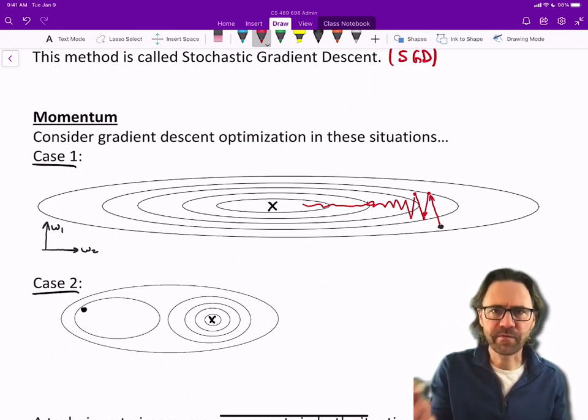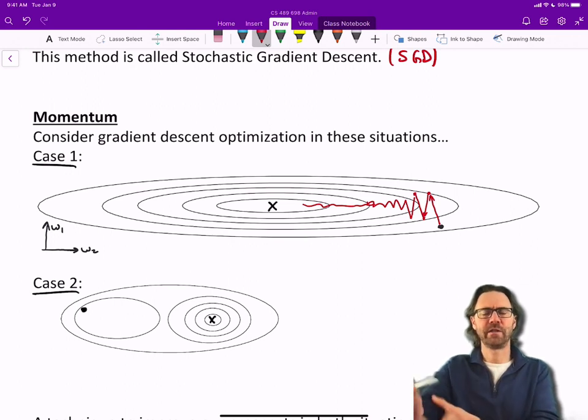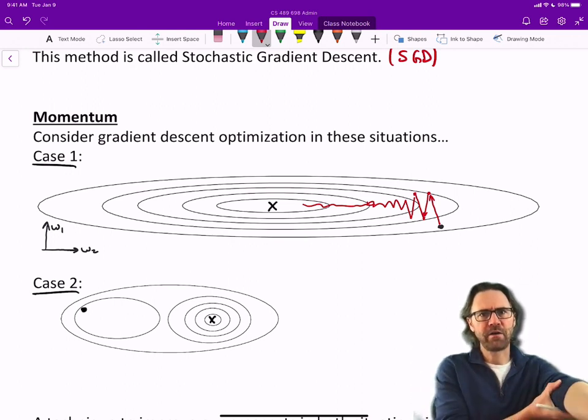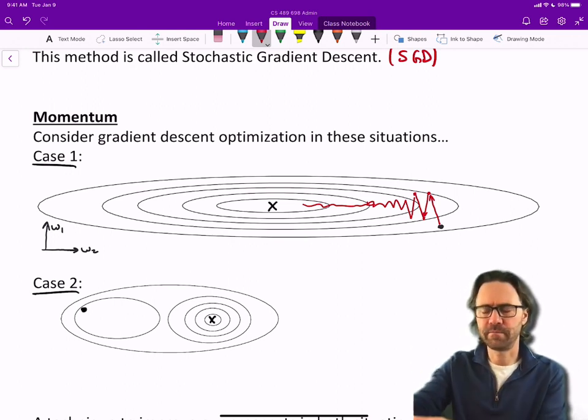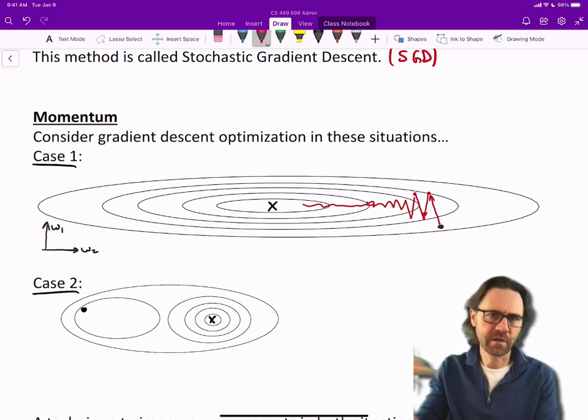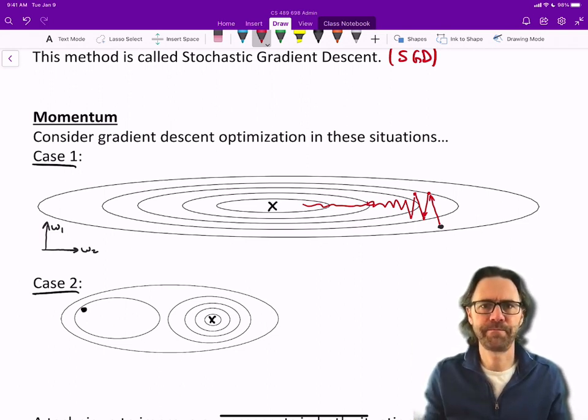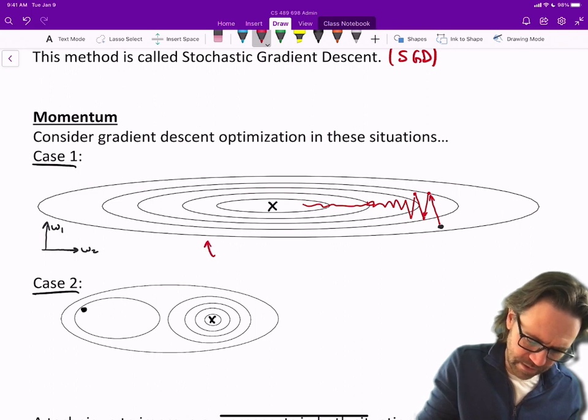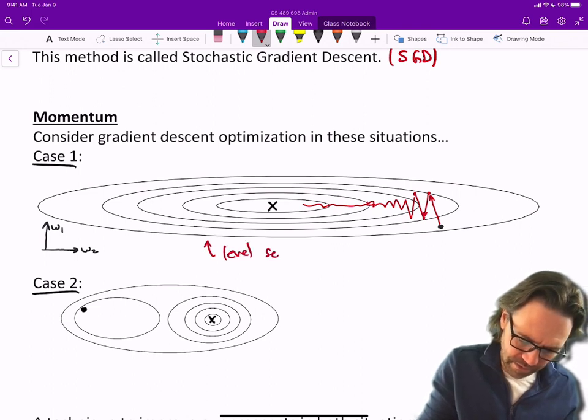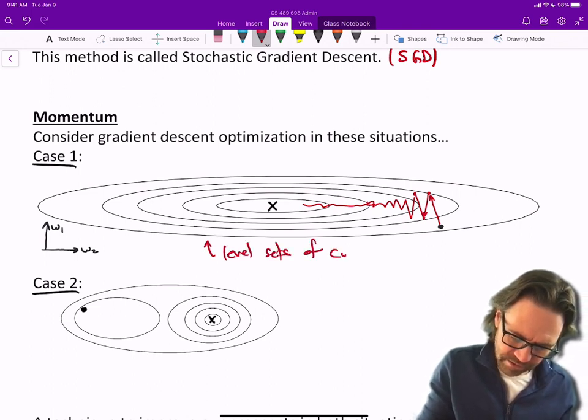So this type of oscillation can be inefficient, and it'd be better if we spent more time going down the valley. So let me just say these are the level sets of the cost function.